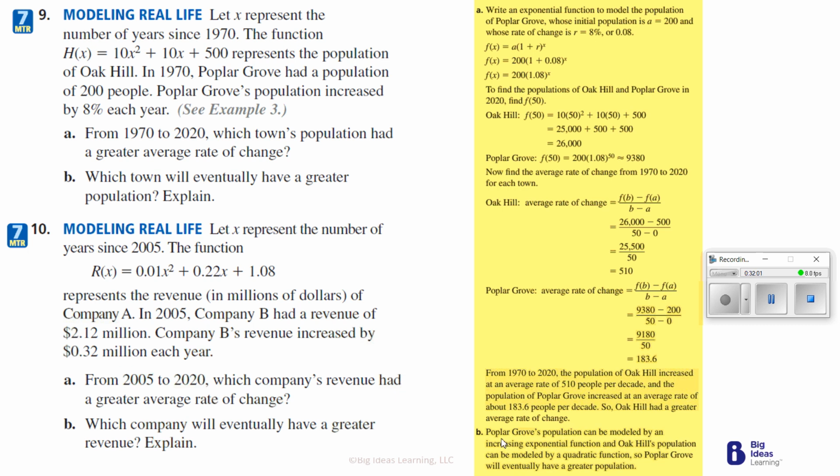All right, so B says, which town will eventually have a greater population? Well, Poplar Grove will. It can be modeled by an increasing exponential function, and Oak Hill's population can be modeled by a quadratic function. So Poplar Grove will eventually have a greater population. Even though Oak Hill started with more, Poplar Grove will grow quicker. All right, let's go ahead and move on.